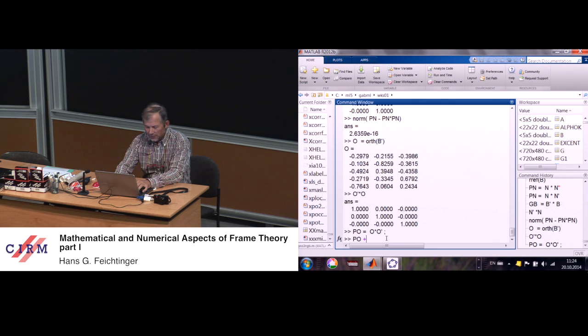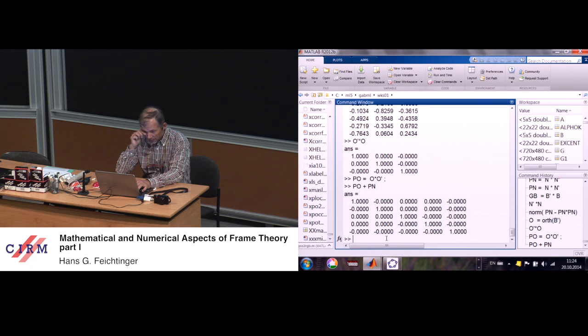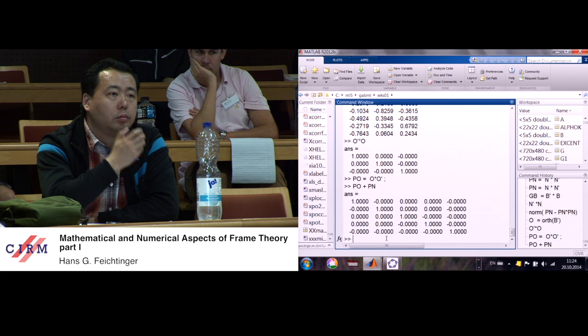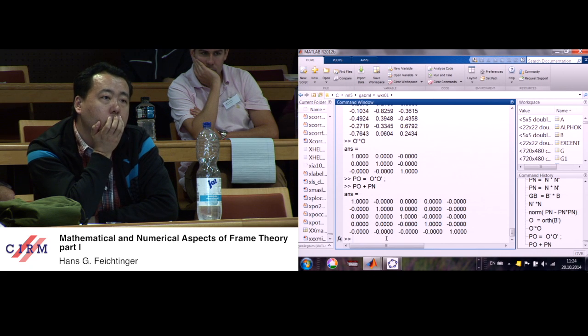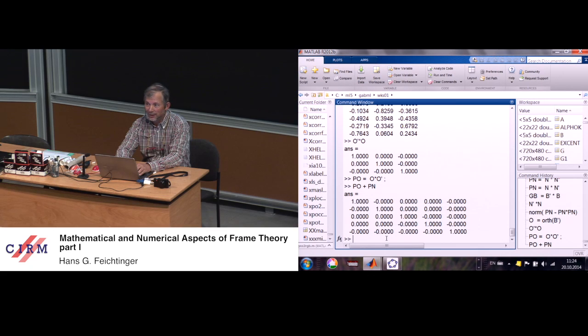What is PO plus PN? Looks quite good. It's the sum of 2 projection operators, and it looks very much like the unit matrix, which means, yes, we have the splitting. For every matrix, you have the situation that the null space of the matrix and the row space are perpendicular to each other.